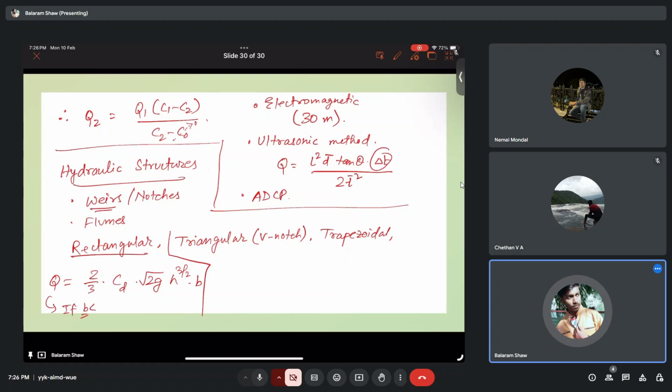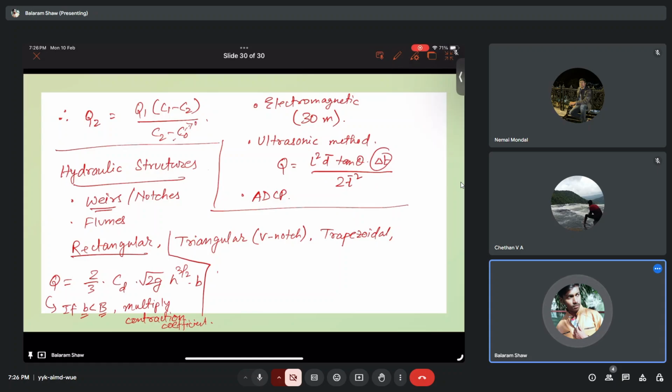So let's say if small b, the width of the notch or weir, is less than that of the capital B, capital B is the width of the channel, then what we do, we multiply one contraction coefficient because it is getting contracted, right? Because the width is less than that of the channel width. So hence we multiply contraction coefficient also with this.